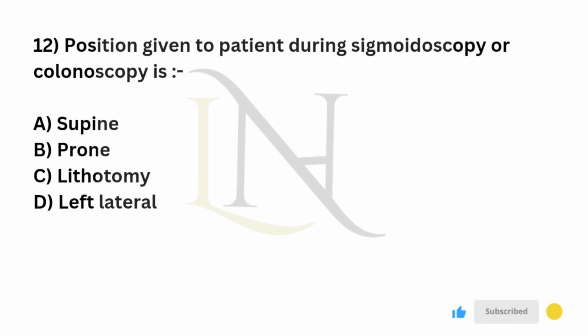Position given to patient during sigmoidoscopy or colonoscopy is option A, supine, option B, prone, option C, lithotomy, option D, left lateral. Answer is option D, left lateral position for sigmoidoscopy during the procedure. Next MCQ.